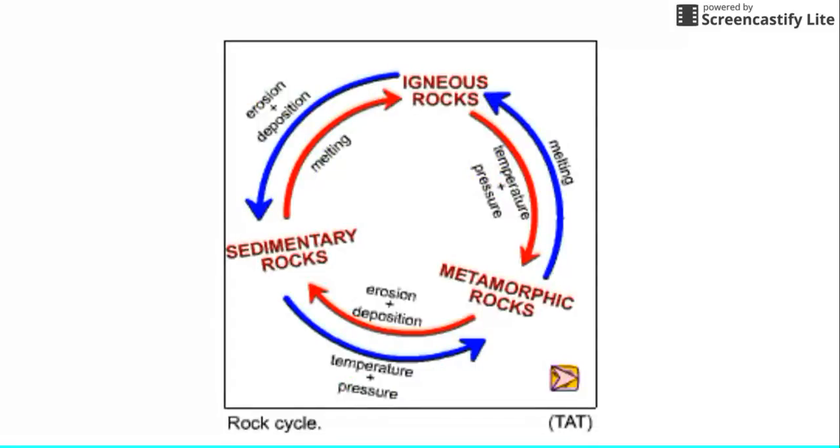So when you look at this cycle, what I want you to notice is that both of the arrows, the blue and the red, that have melting lead to igneous rock. Both that have erosion and deposition, or this weathering, lead to sedimentary, and both that have temperature and pressure lead to this metamorphic rock. So one thing to notice is that there's different processes that are associated with the formation of each type of rock.